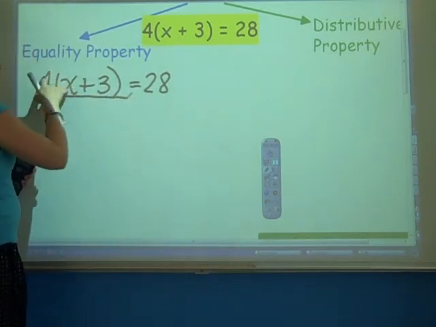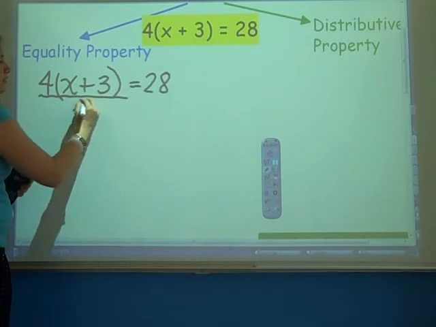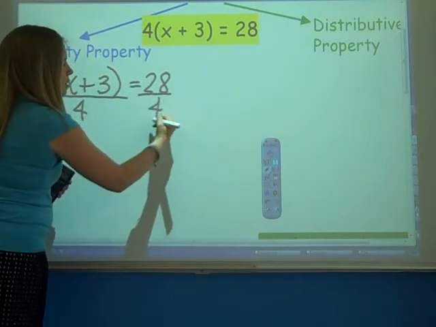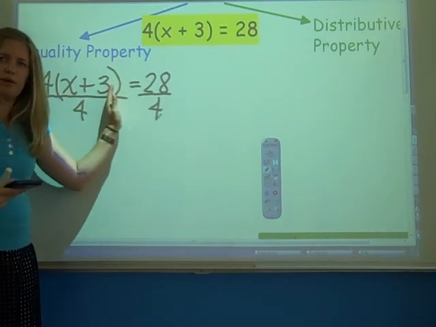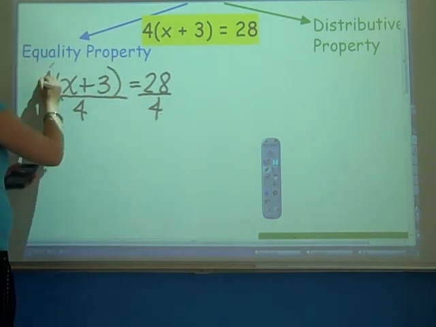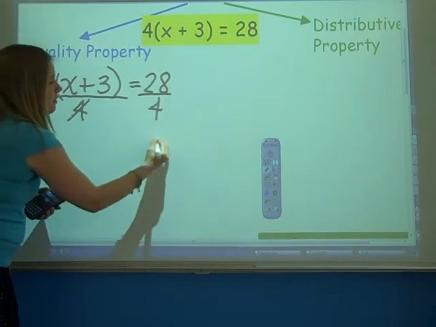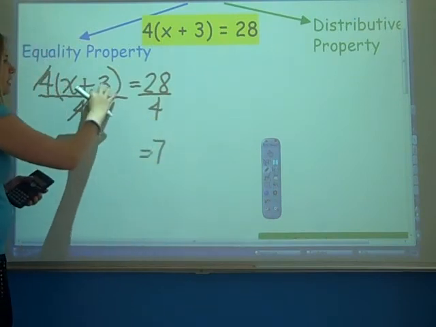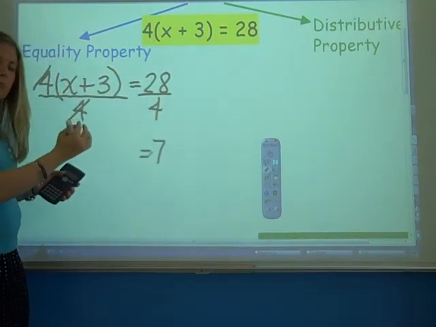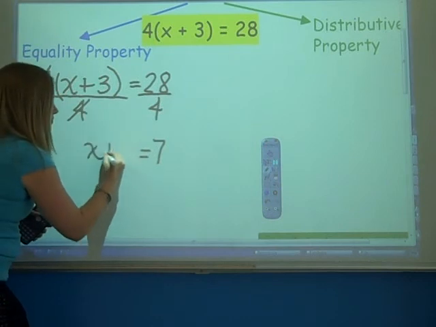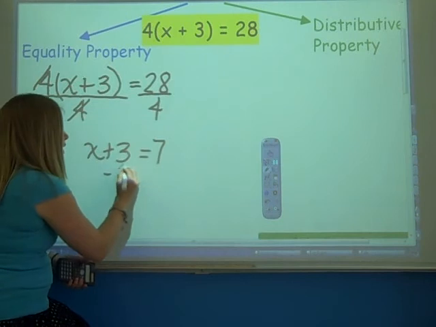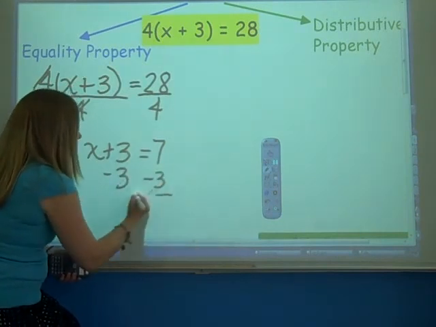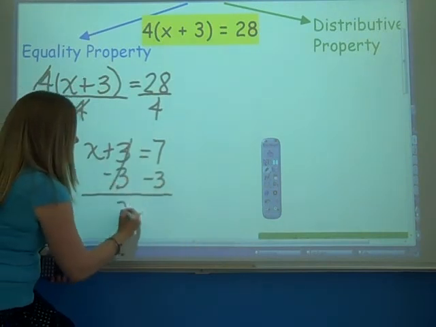So the opposite of times 4 would be to divide by 4 on both sides of my equation. You can do that because you have all of this inside parentheses. These will cancel out. 28 divided by 4 is 7. The only thing left on this side will now be what's inside the parentheses, which was x + 3. Now all you have to do is this one-step equation. You subtract 3 from both sides, and you'll get x = 4.